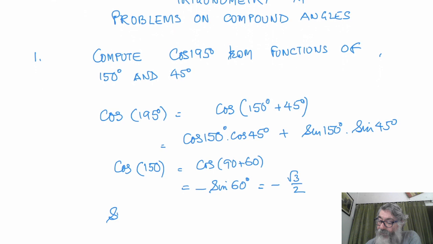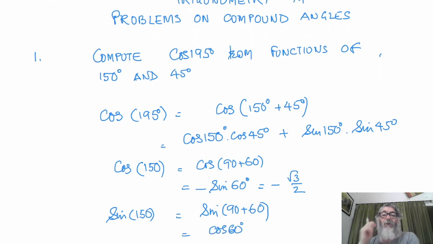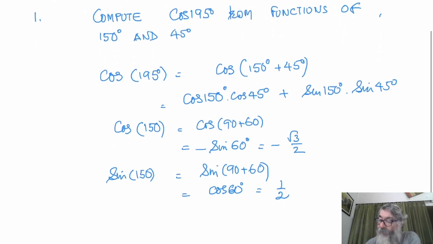Similarly, sine 150 will be written as sine 90 plus 60, 90 plus theta. Sine 90 plus theta will become cos theta. And sine is positive in the second quadrant, so it will remain cos 60. Sine changes into cos and cos changes into sine when the transformation takes place along the vertical line. So cos 60 will be what? 1 upon 2. Now let us put these values.